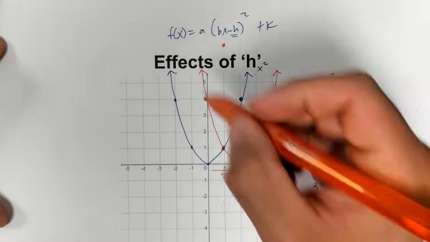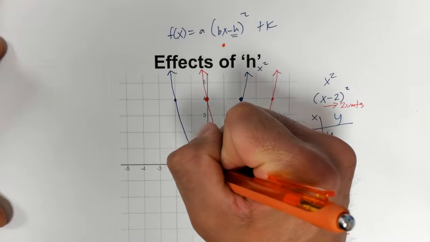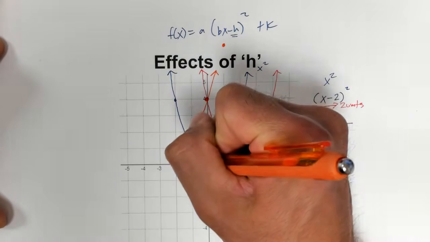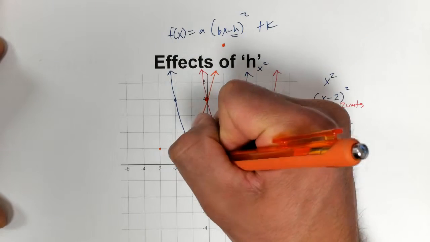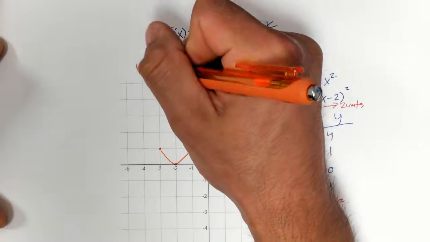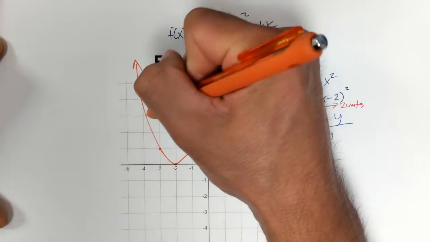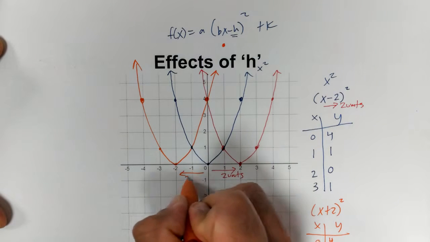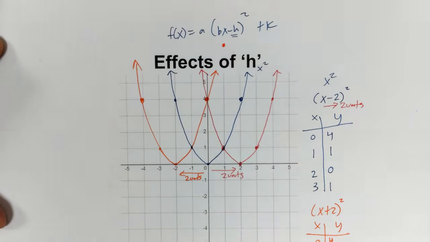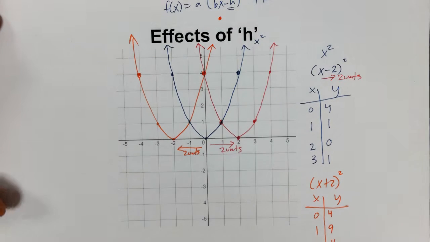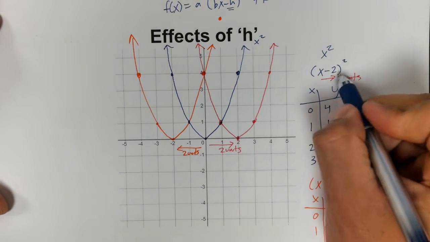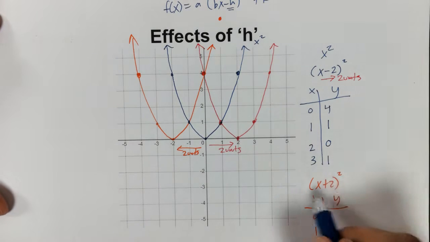Right? And you can start seeing how the quadratic will do something like this. Now the function moved to the left 2 units. Right? So what are the rules here? I'm subtracting h, so I move to the right. I'm adding, and I move to the left.